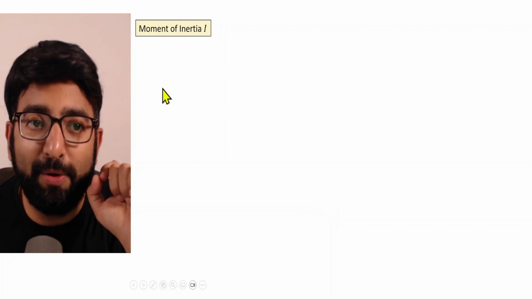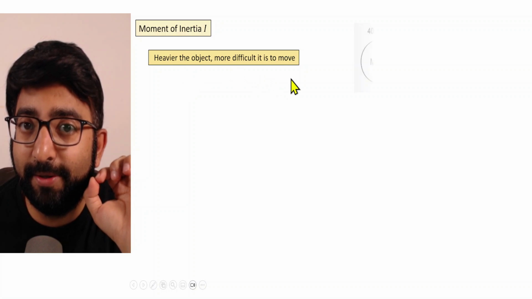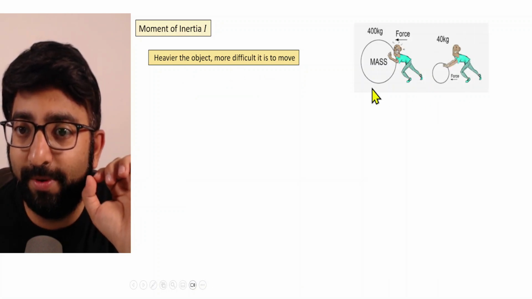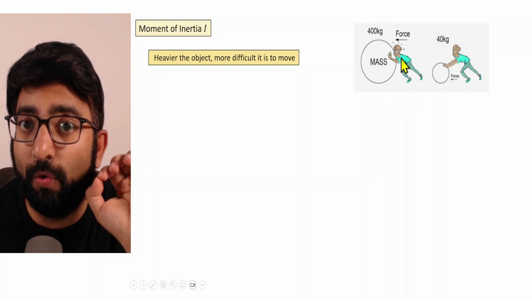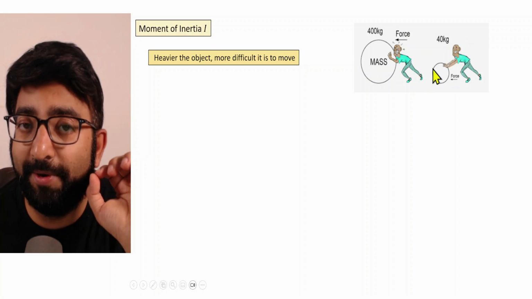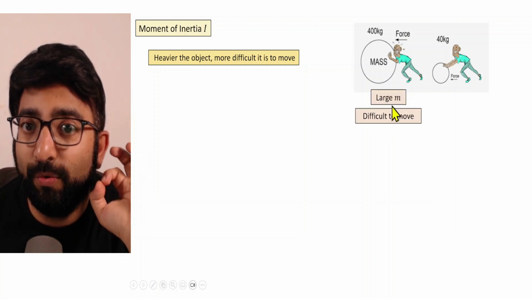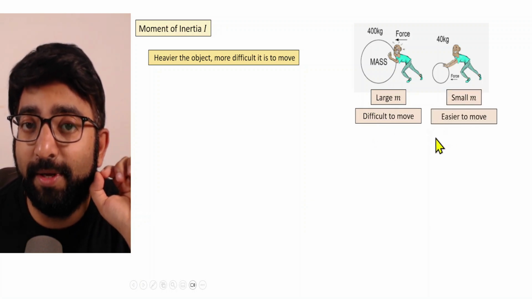Now let's discuss the moment of inertia. The heavier the object, the more difficult it is to move. Have a look at this diagram on the right-hand side. You can see we have a 400 kilogram mass, and the force applied to move it is much larger as compared to a smaller 40 kg mass. Hence, we can deduce that if the mass is large, then it is difficult to move. On the other hand, if the mass is small, then it is easier to move.